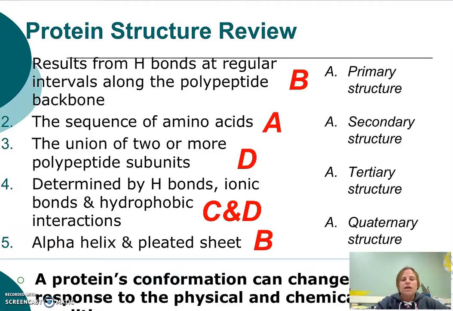Hydrogen bonds, ionic bonds, hydrophobic interactions, van der Waals forces, disulfide bonds, those are all going to be found in your tertiary structures and your quaternary structures. These are the interactions between your R groups. And your secondary structure includes alpha helixes and beta pleated sheets.